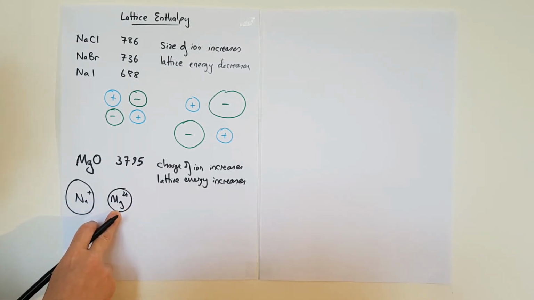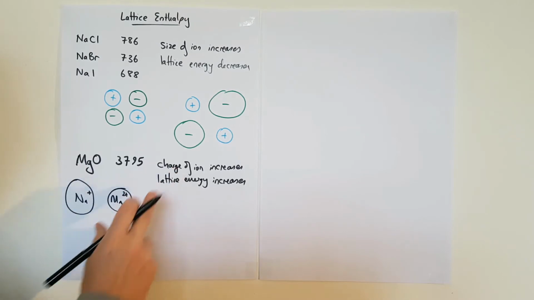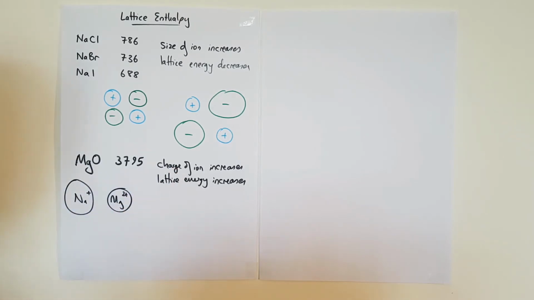So smaller ion means more attraction, and the charge on the ion means more attraction. So we've got a big difference there. Okay, hopefully that's relatively straightforward. This next bit might not be.